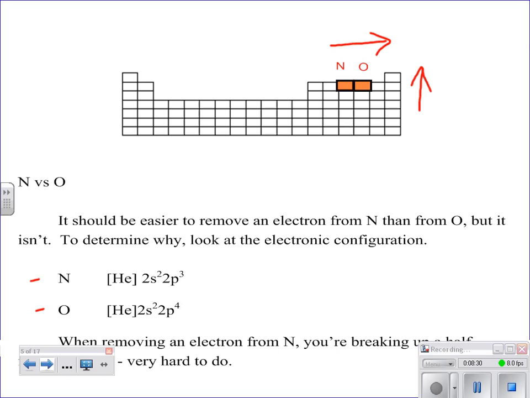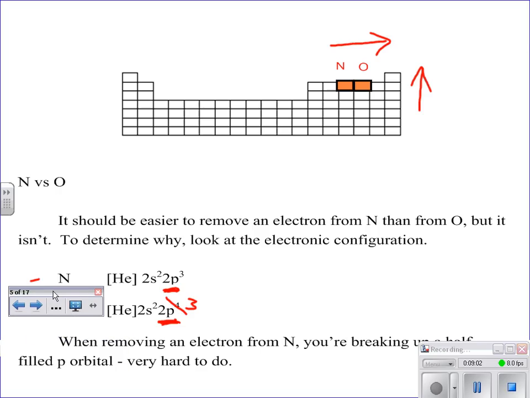When we look at these, how is oxygen different? We've got a 2p3 and a 2p4. What makes it easier to grab from a 2p4? Okay, I'm hearing the half filled. Here, 2p3 is half filled, so that's pretty stable. Four out of six is not as stable, right? So it's easy to grab one of these electrons and make it more stable by being half filled. So when removing an electron from nitrogen, you're breaking up a half-filled p orbital, and again, that's going to be pretty hard to do.